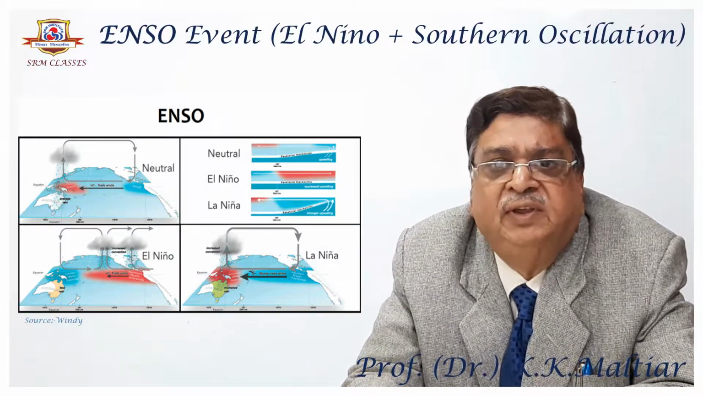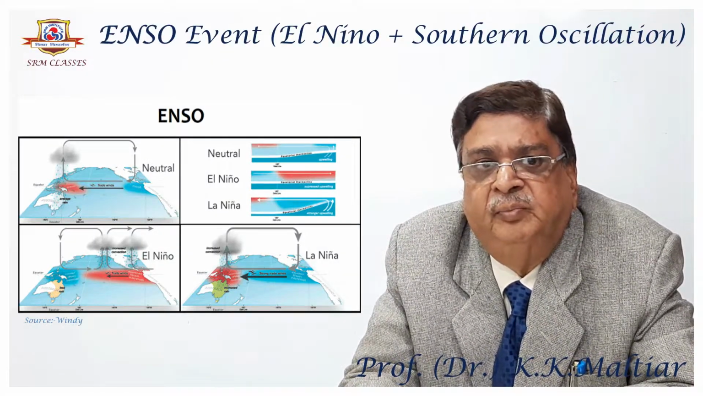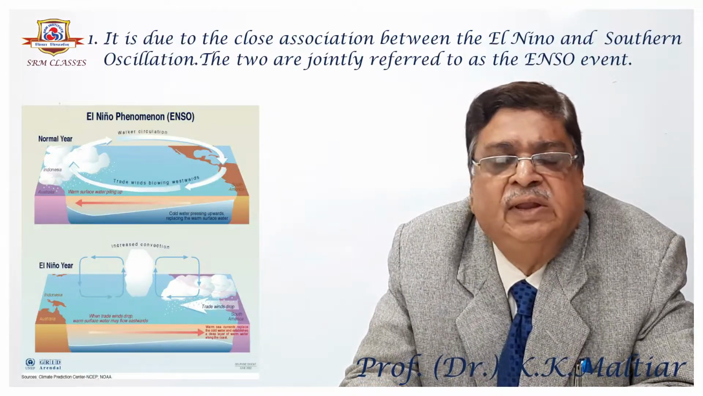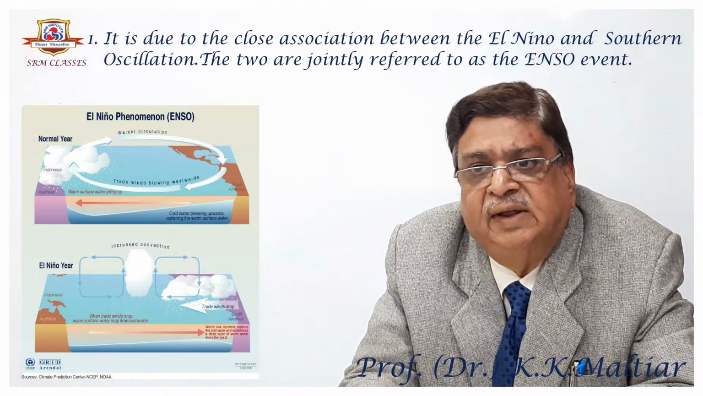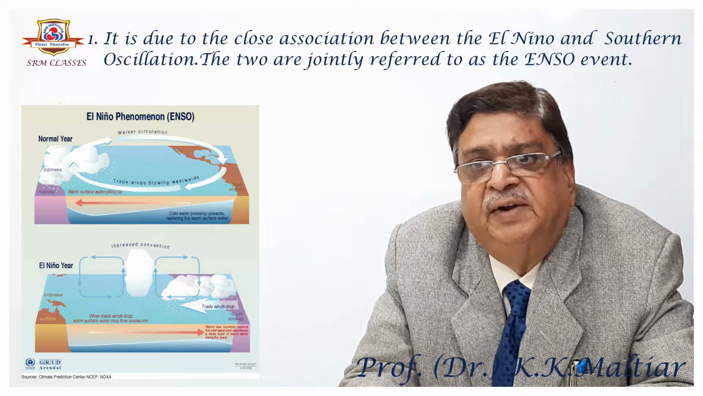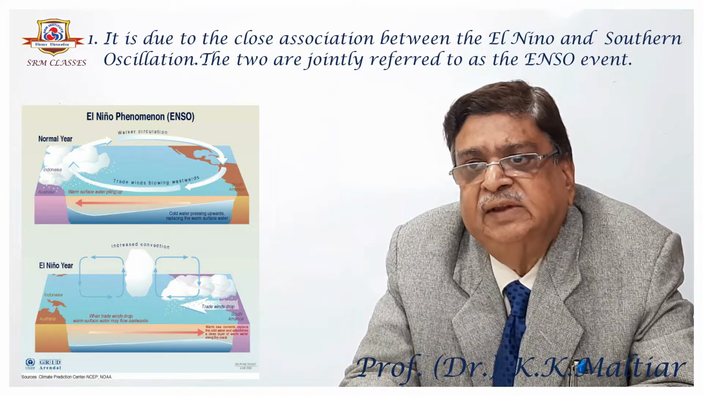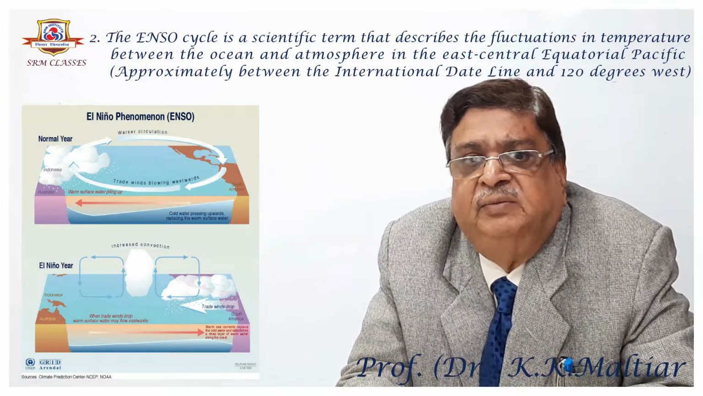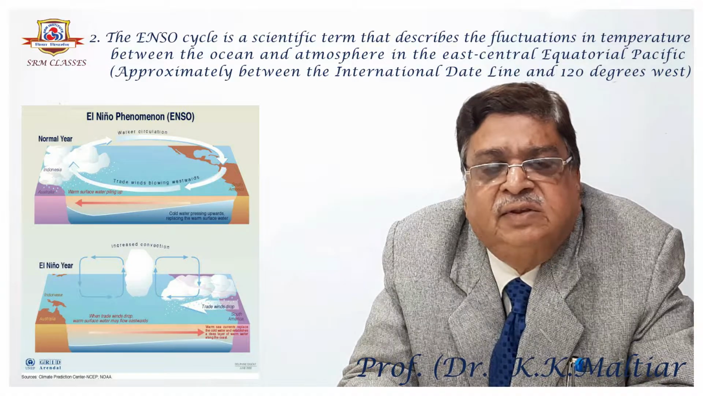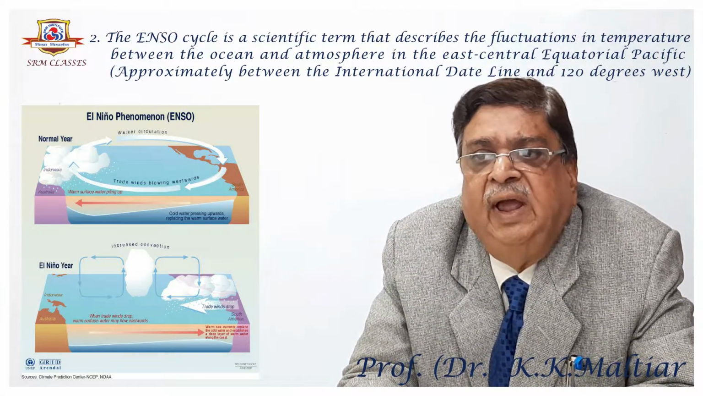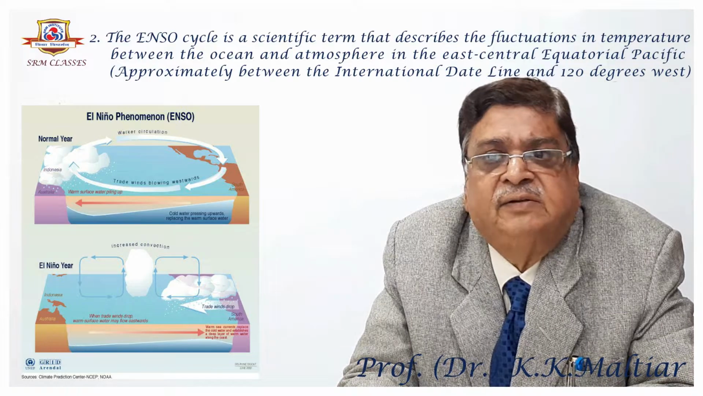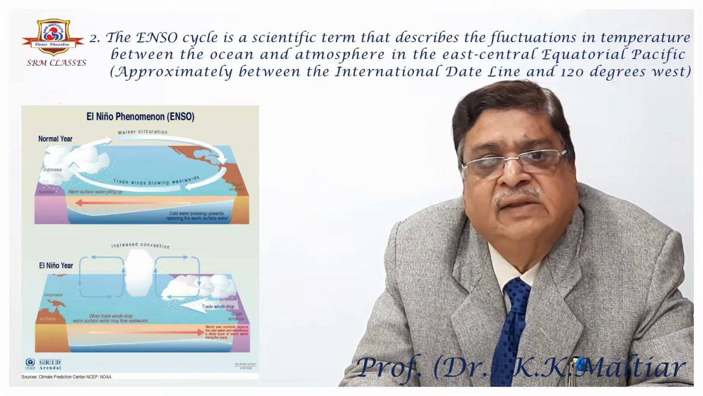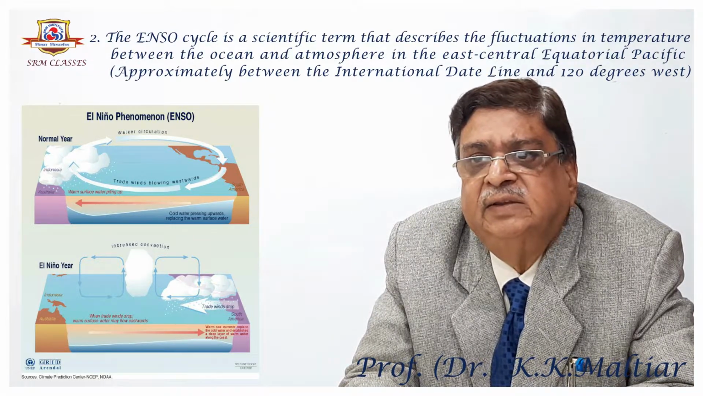Now I come to the ENSO event. ENSO means El Nino plus Southern Oscillation. It is due to the close association between El Nino and Southern Oscillation. The two are jointly referred to, as I have told you, as the ENSO event. The ENSO cycle is a scientific term that describes the fluctuations in temperature between the ocean and atmosphere in the East Central Equatorial Pacific, approximately between the international dateline and 120 degrees west.